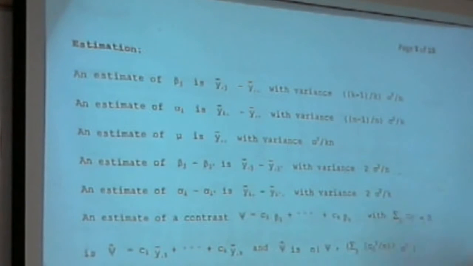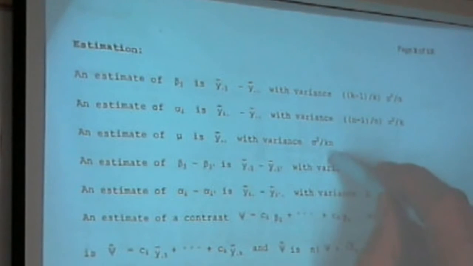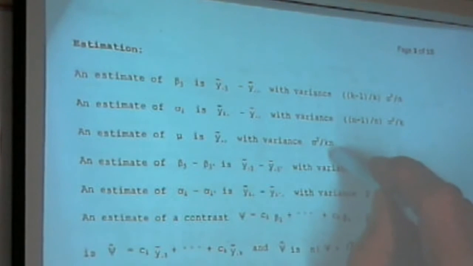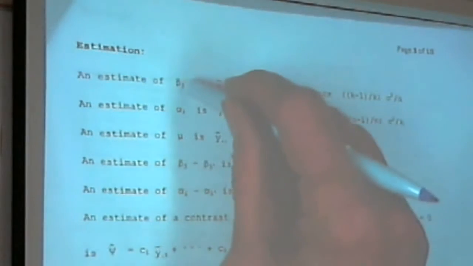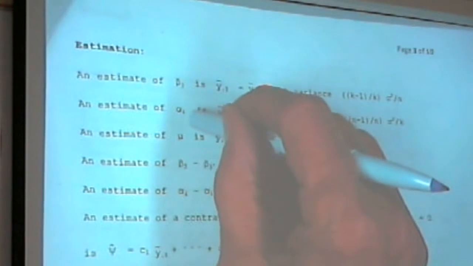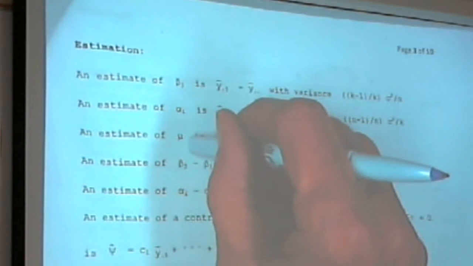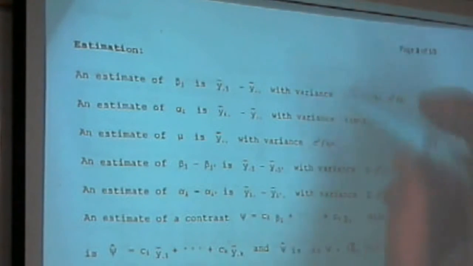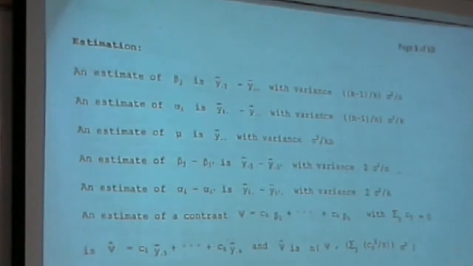The third line here is easy. The estimate of mu is y bar double dot, and its variance is what we had on the bottom of the previous page, sigma squared over kn. So now we know how to estimate the three main parameter types in the problem. The beta j's are the treatment effects, the alpha i's are the block effects, and mu is the overall effect. We know how to estimate those, and we have the variance of the estimates to use as well.